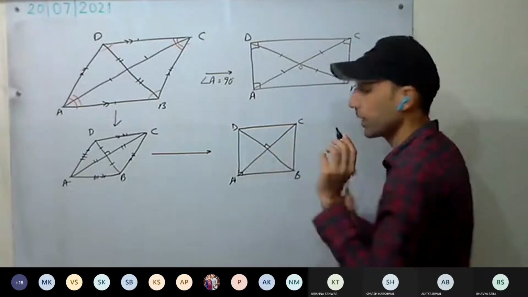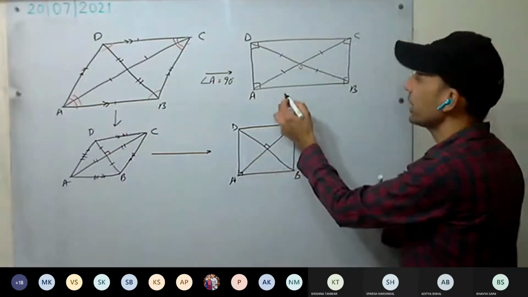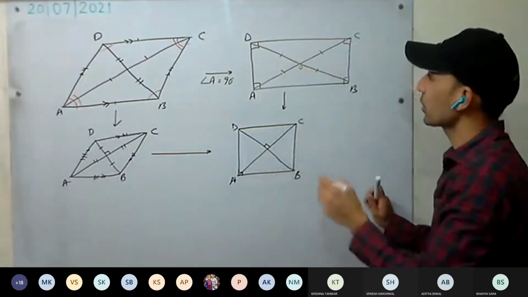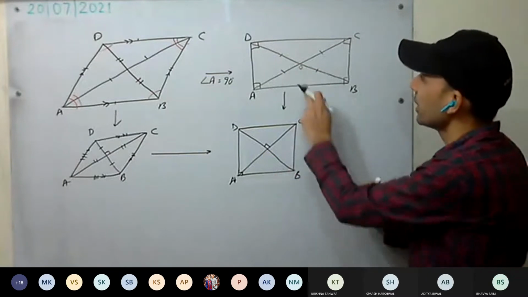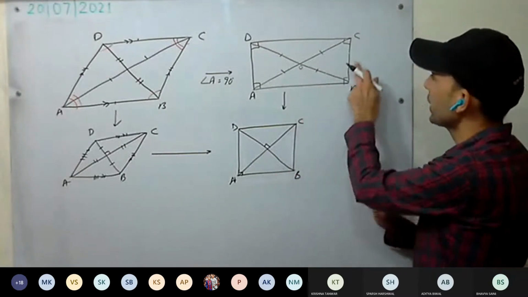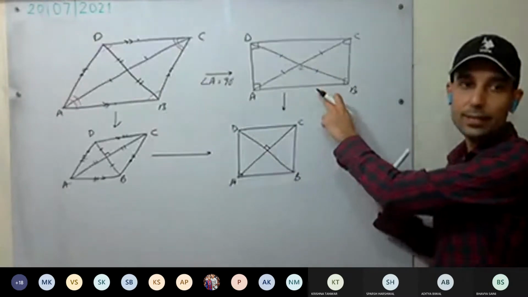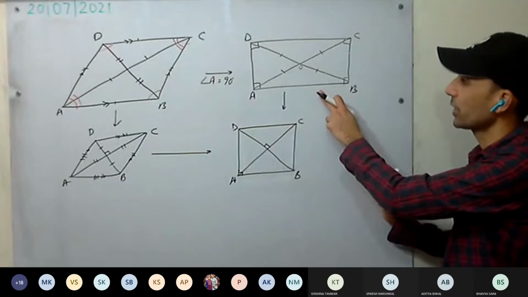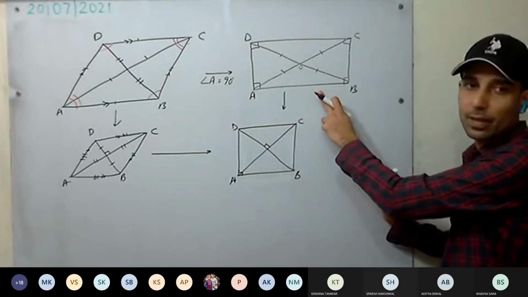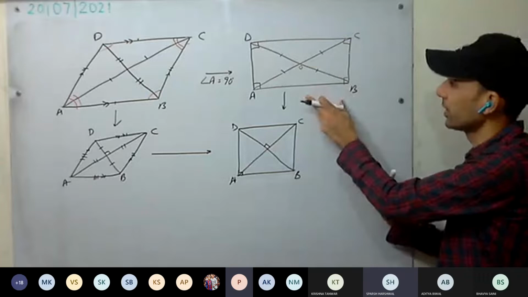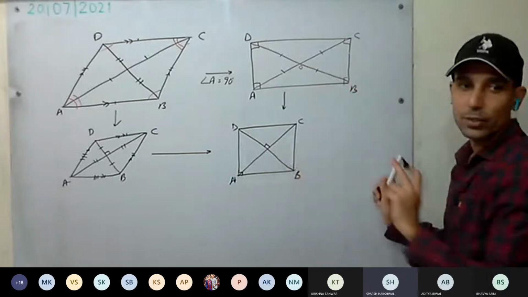Now let's discuss. In rectangle, if I make the adjacent sides equal, then what figure will it become? If I make the adjacent sides equal, square. Again square, we are going to get square.